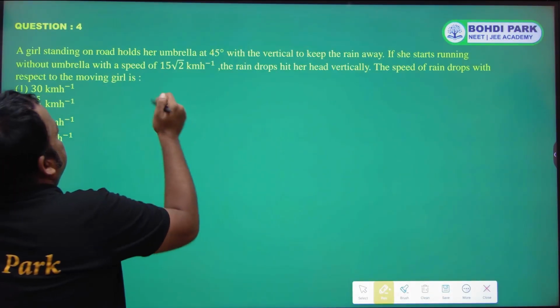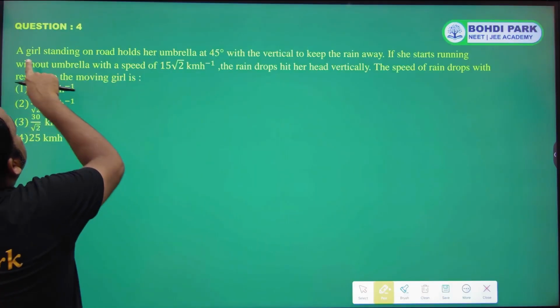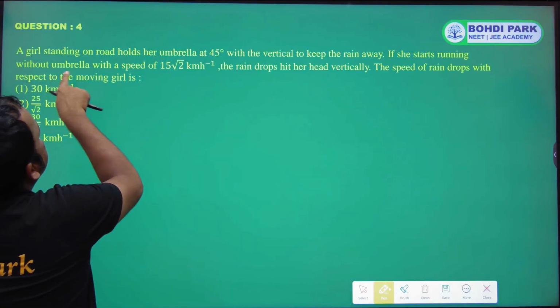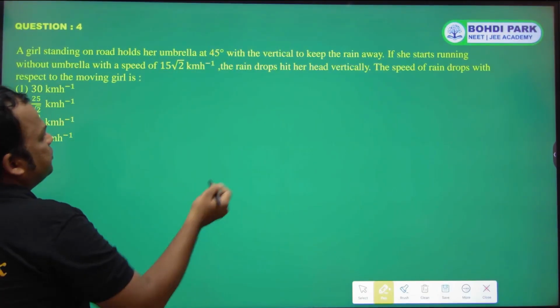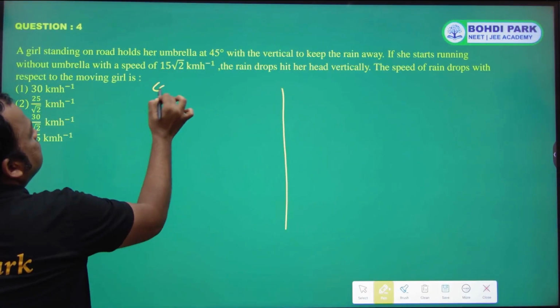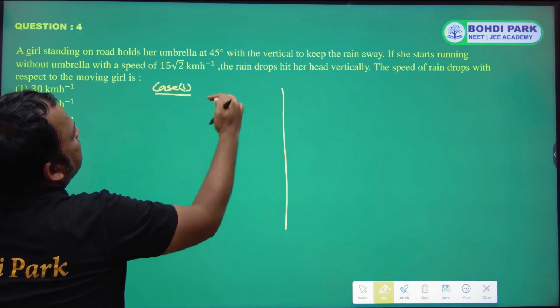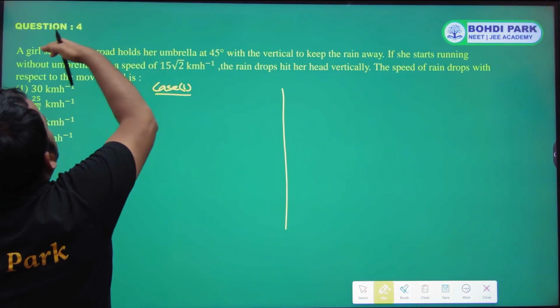There are two cases in this question. In the first case, the girl is standing, and in the second case, the girl is moving. So two cases are there. Let's draw two cases. In case 1, the raindrops are coming at 45 degree with vertical, when the girl is standing.